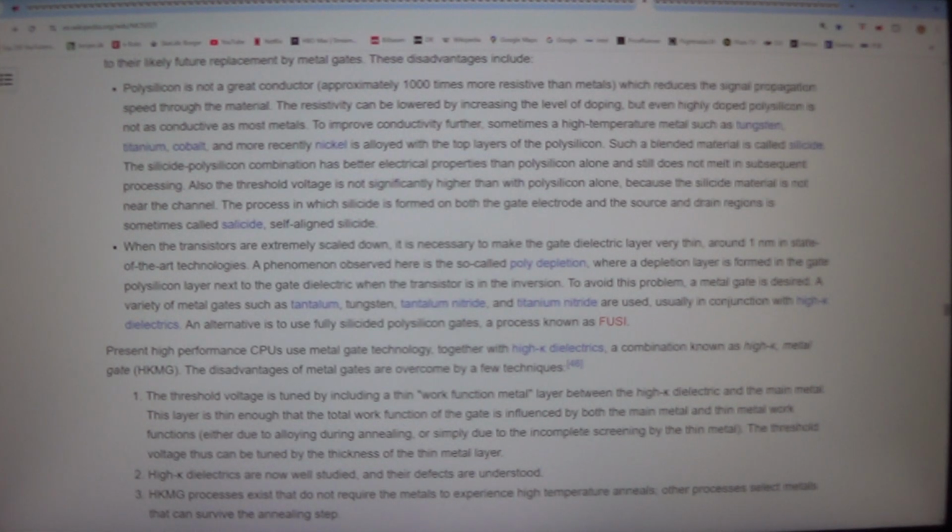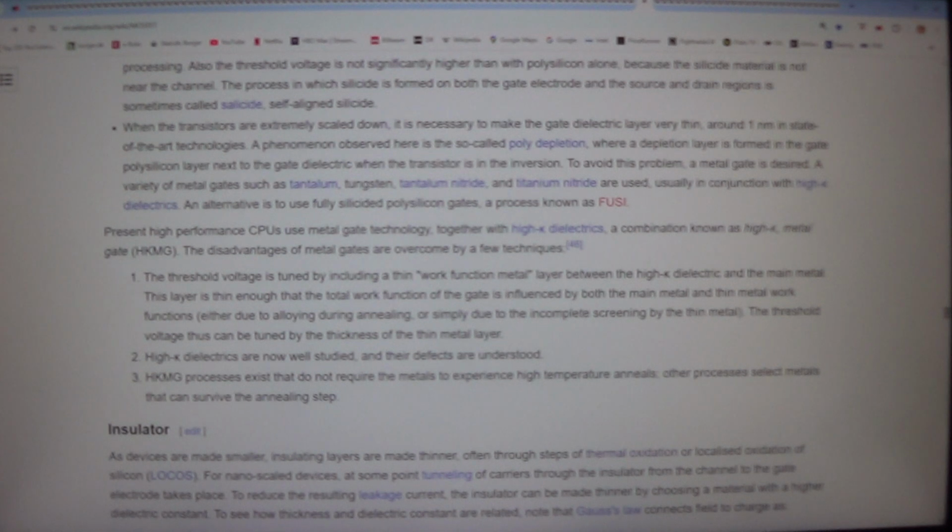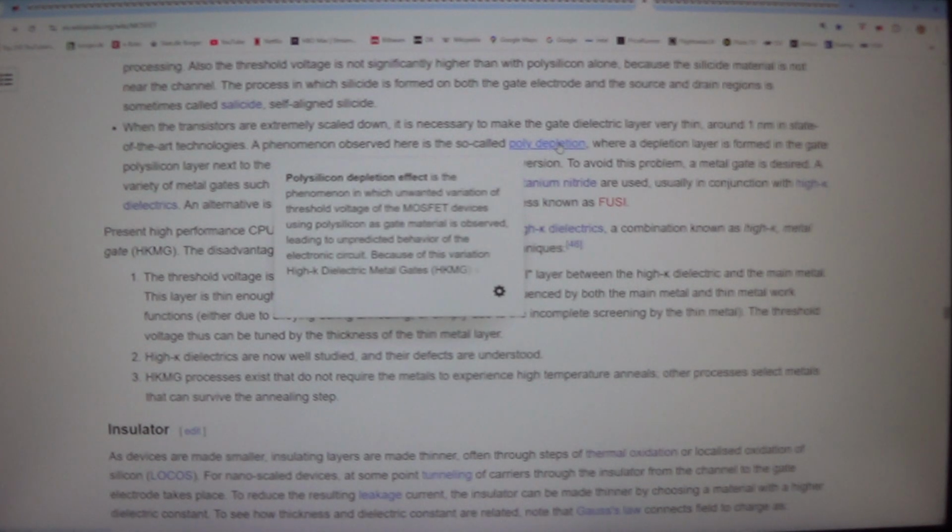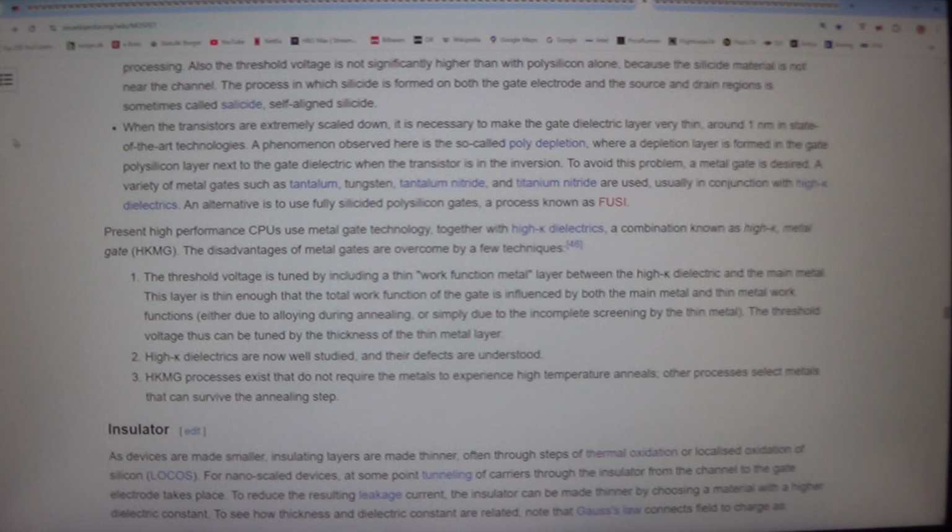2. When the transistors are extremely scaled down, it is necessary to make the gate dielectric layer very thin, around 1 nm in state-of-the-art technologies. A phenomenon observed here is the so-called polydepletion, where a depletion layer is formed in the gate polysilicon layer next to the gate dielectric when the transistor is in inversion. To avoid this problem, a metal gate is desired.